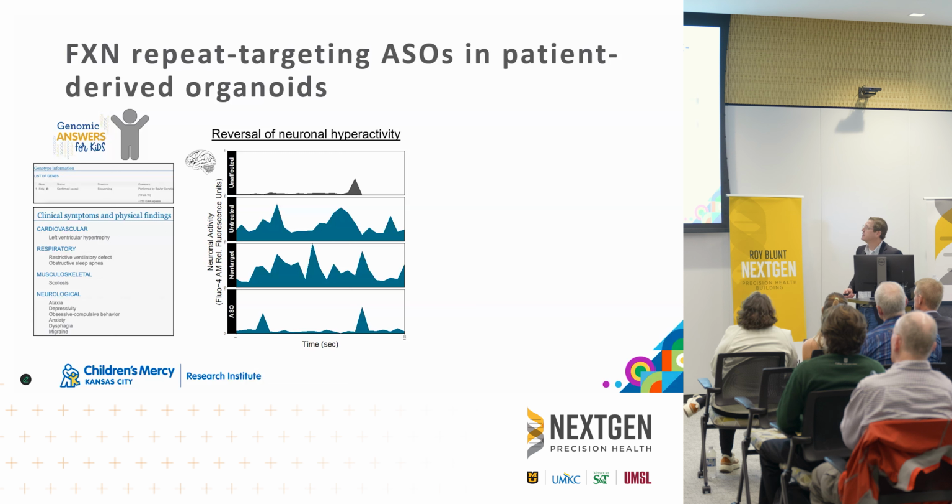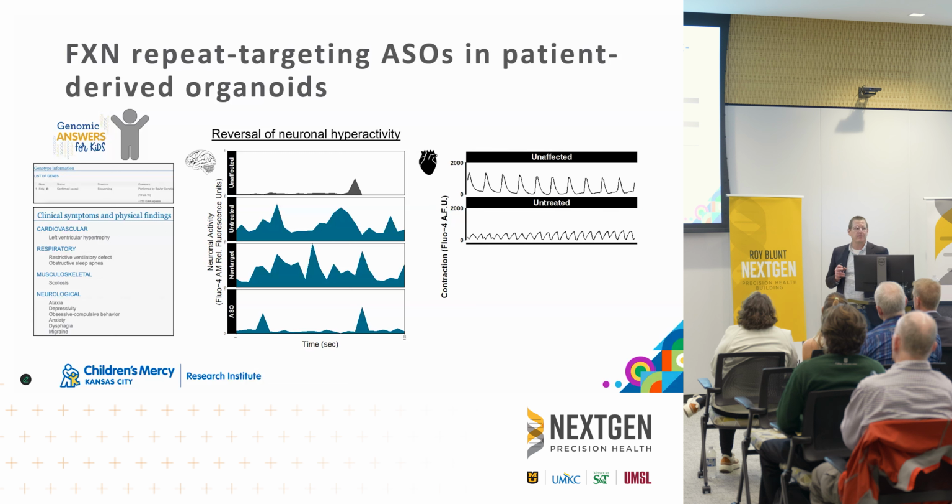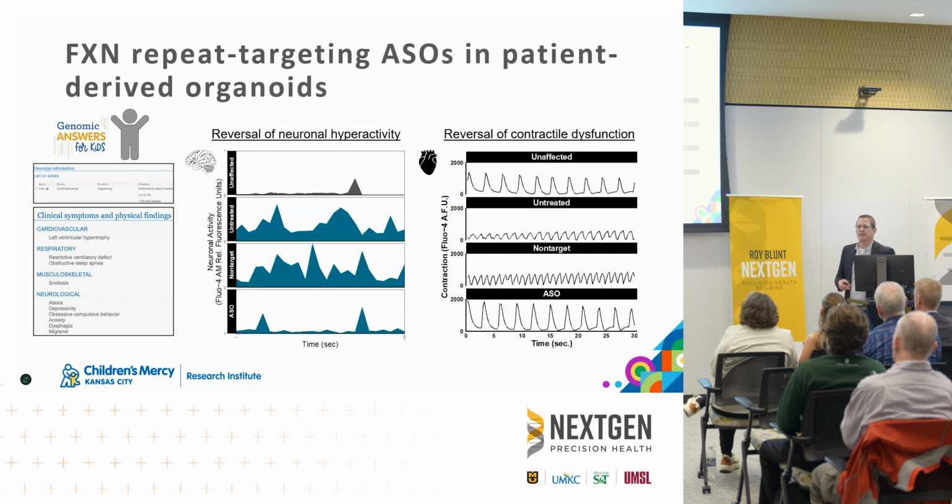So we're seeing response. It turns out these patients also have a cardiac phenotype. So here you're profiling contraction. This is the typical periodicity of contraction we see in a control organoid. In a frataxin patient, we see a periodicity, but it's much quicker and much weaker. But when we treat with the ASOs, we see, again, a resolution of this and a return to normal activity.